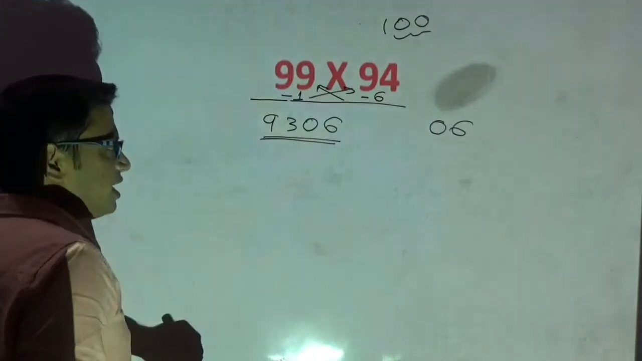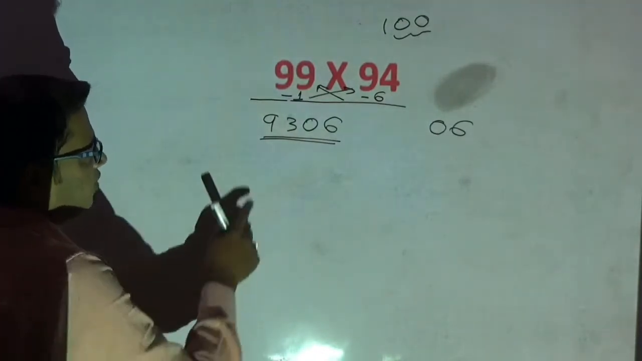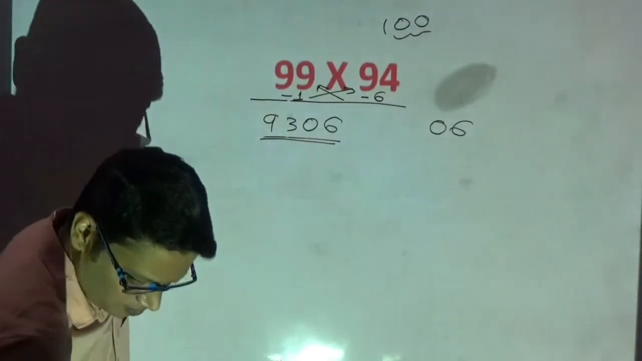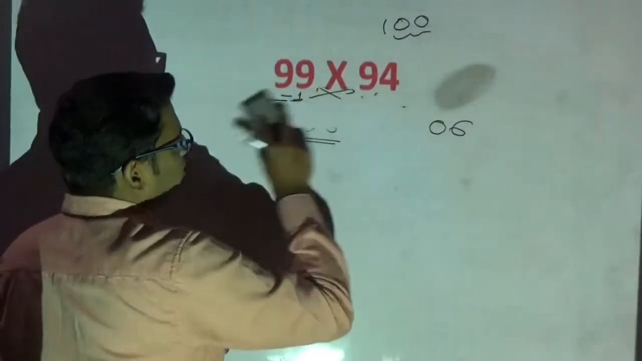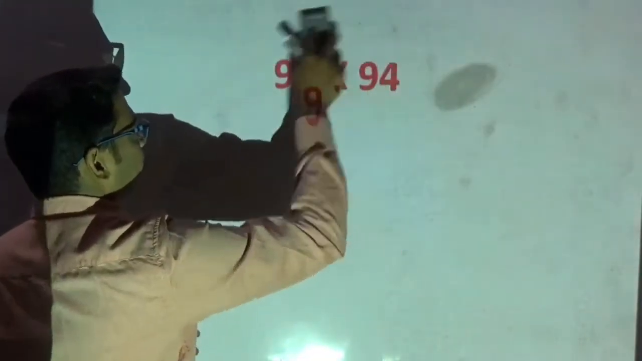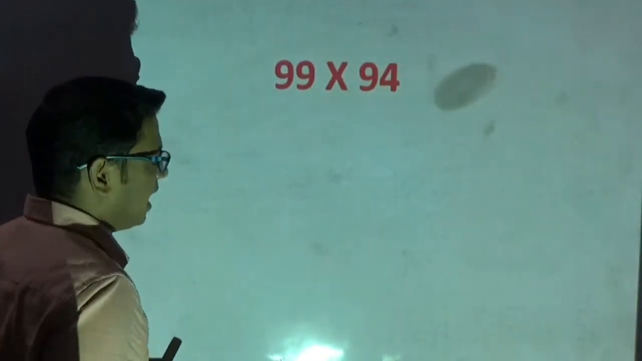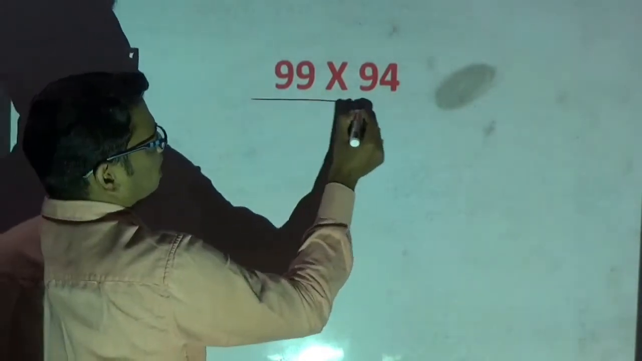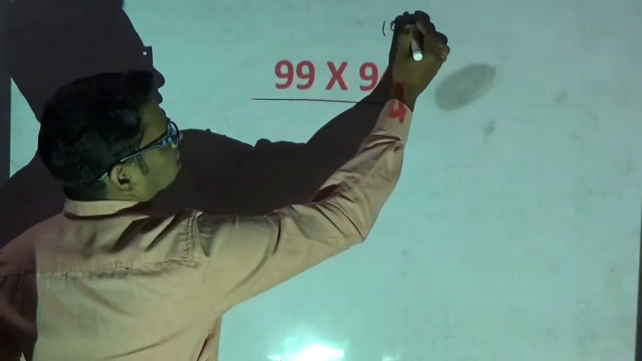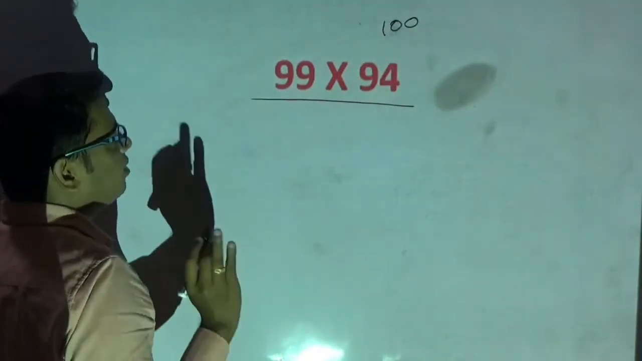See, without multiplication, how I got my answer? The answer for this example is 9306. Let me explain one more time. Please observe very carefully. In the first set, I am taking numbers which are below my base. I will explain many other techniques also. These two numbers are near to 100, so the base is 100.